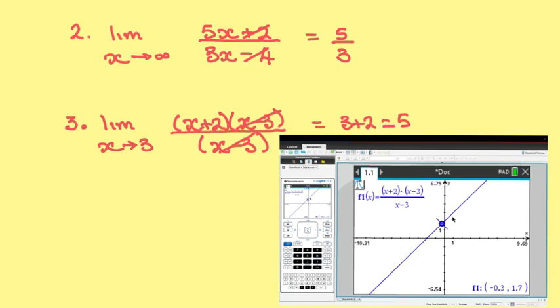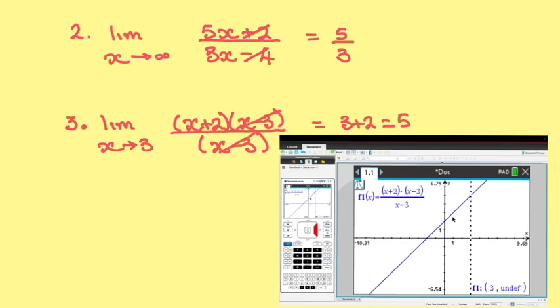So when x is minus 0.3, f of x is 1.7. When x is 0, f of x is 2. When x is 0.3, f of x is 2.3. When x is 0.6, f of x is 2.6. If I get closer and closer to 3, when x is 2.4, f of x is 4.4. When x is 2.7, f of x is 4.7.